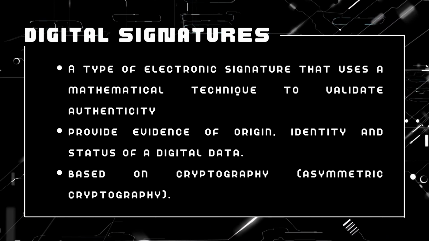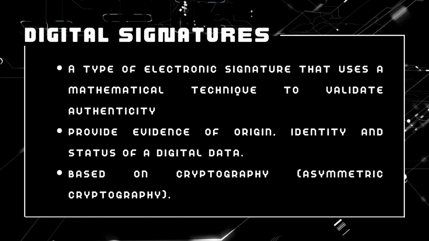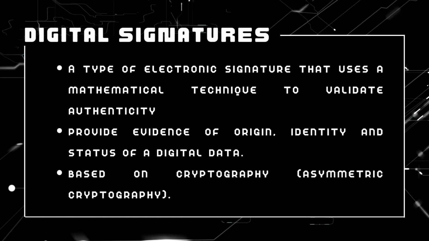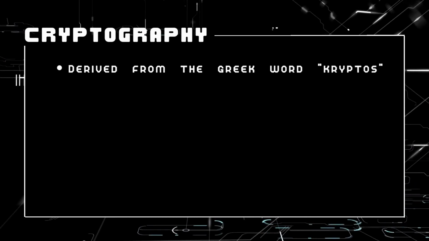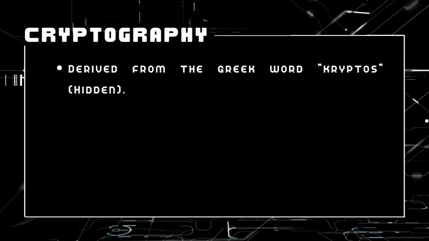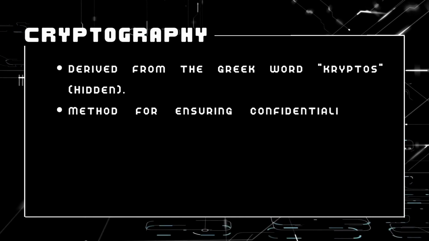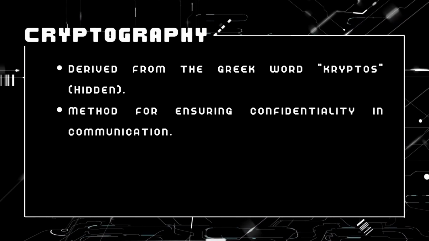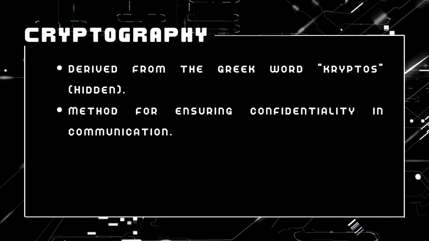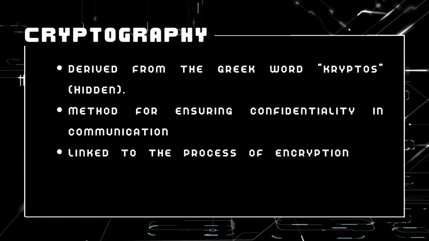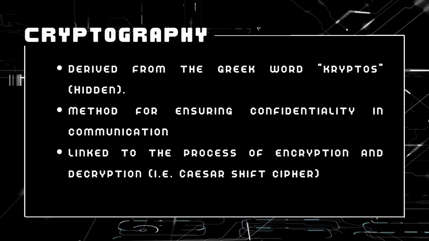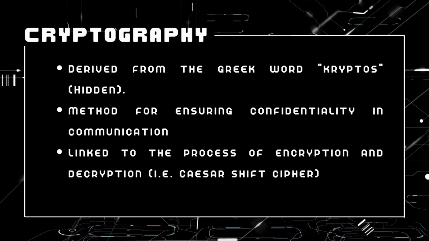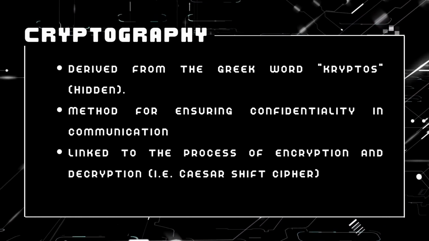Before we go at how digital signatures function, let us define cryptography and how it's utilized. Cryptography, derived from the Greek word kryptos, which means hidden, is a method for ensuring that secret communications remain private by allowing only the sender and the intended receiver to see their contents. It is linked to the process of encryption and decryption, which involves scrambling text using an algorithm and then unscrambling it when the message is received.